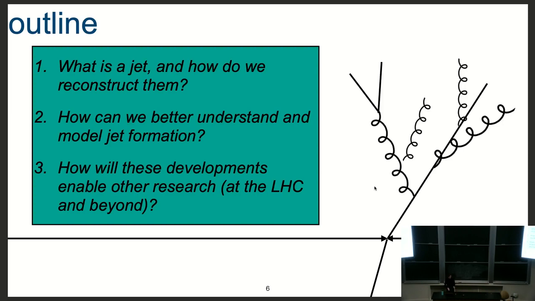And then the final question, which is a little bit intermingled within all of this, is, how will these developments enable other improvements and enable other research at the LHC and beyond?